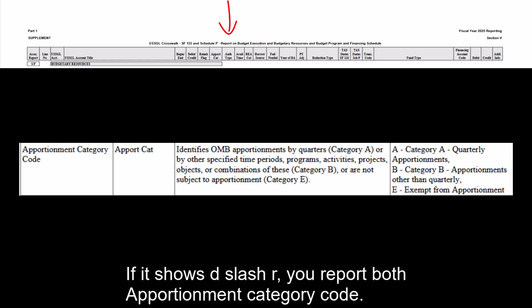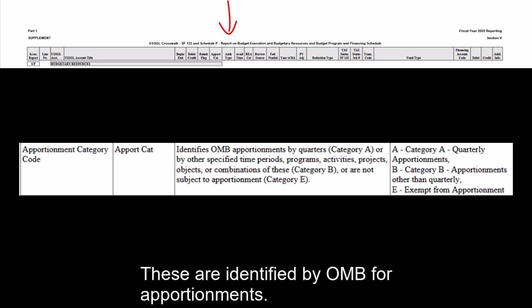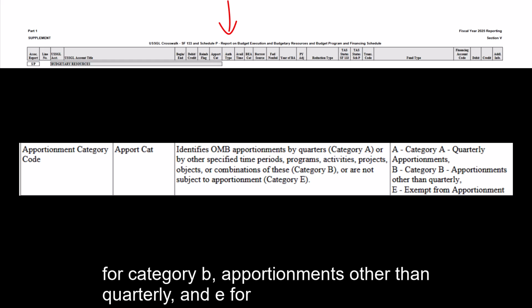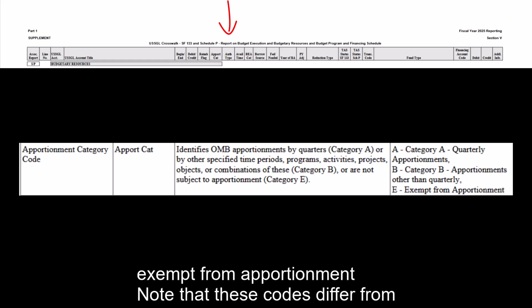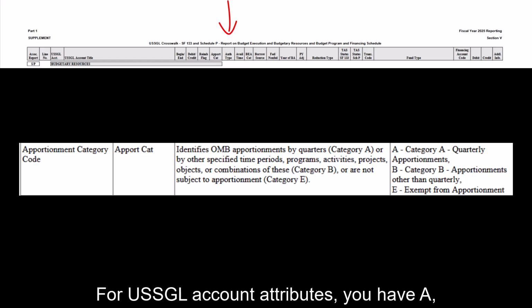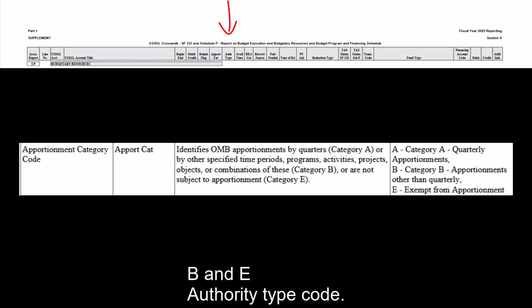Apportionment category code. These are identified by OMB for apportionments. The codes are A for Category A, quarterly apportionments, B for Category B, apportionments other than quarterly, and E for exempt from apportionment. Note that these codes differ from what you see on the SF-130, which uses A, B, and C. For USSGL account attributes, you have A, B, and E.